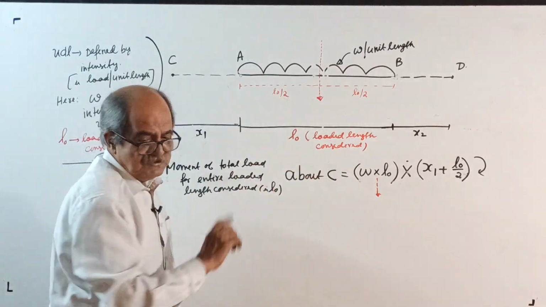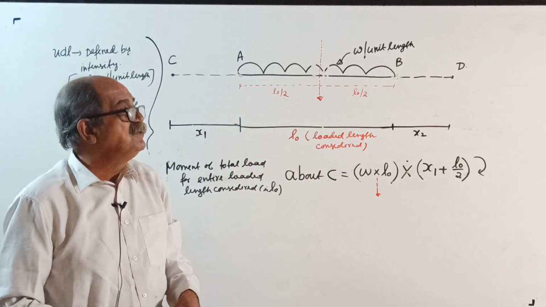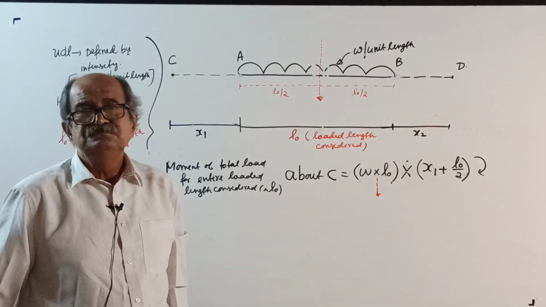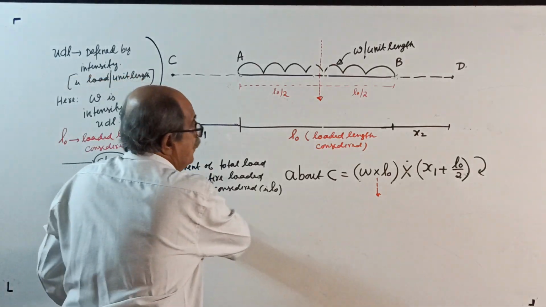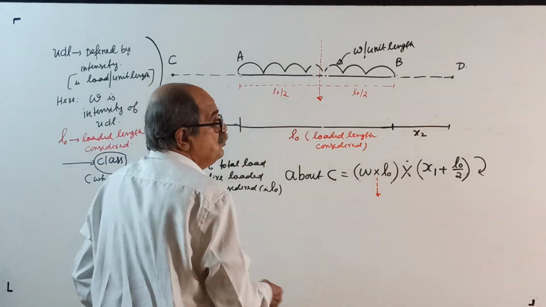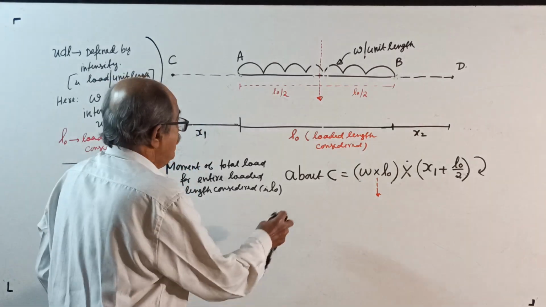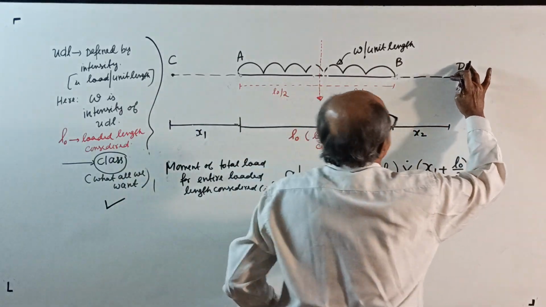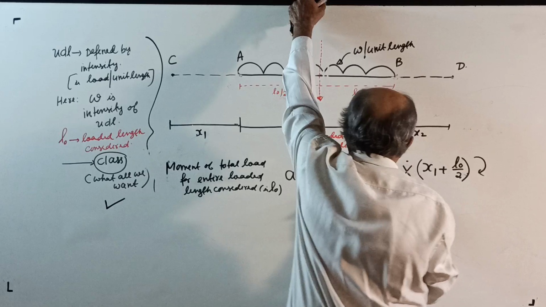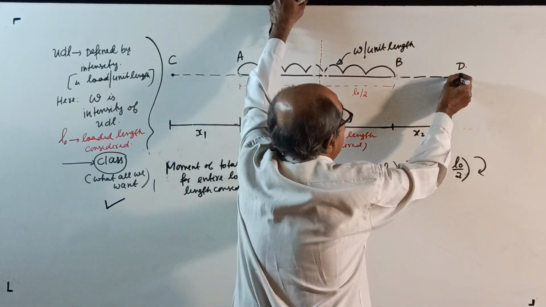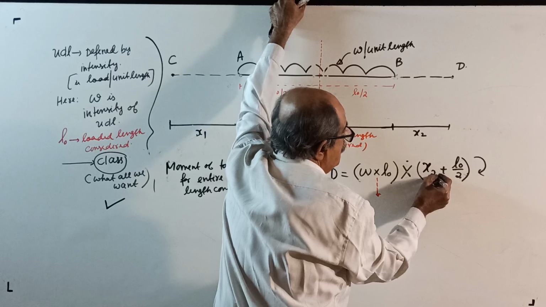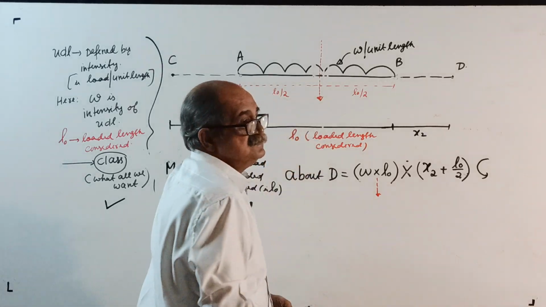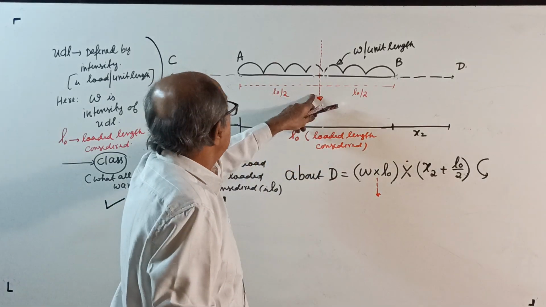Okay, now this also I will remove. See, some people start laughing. He is telling removing and not removing. Yes, I am removing. Writing once again. You should write. Gone. I am not doing such a joke for you, remember. Moment about D I want. About D. Come here. Put finger here. Total load, W into L naught into, from here, X2 plus L naught by 2. It is anti-clockwise. This will complete our requirement here.